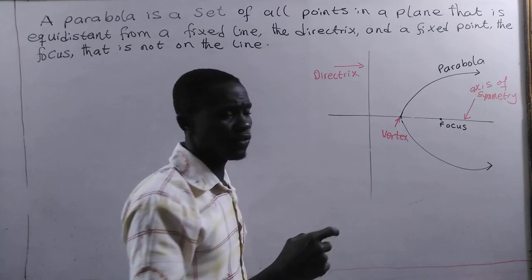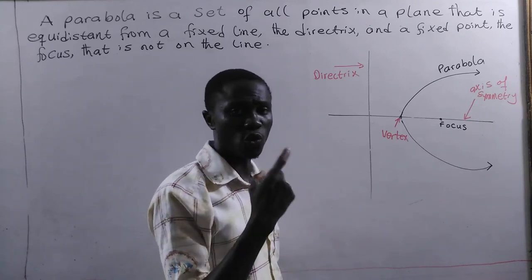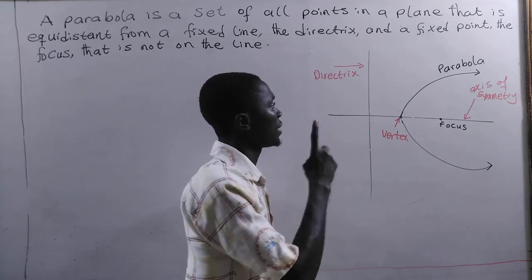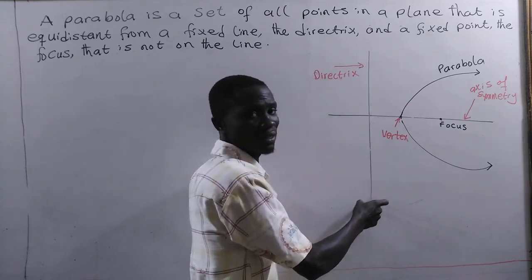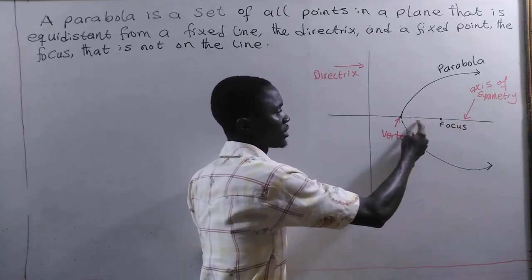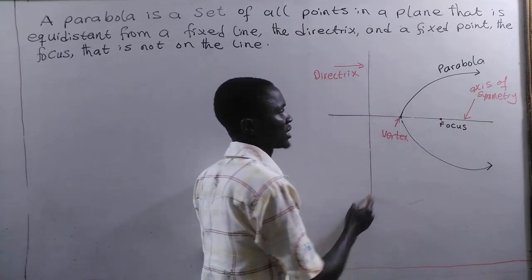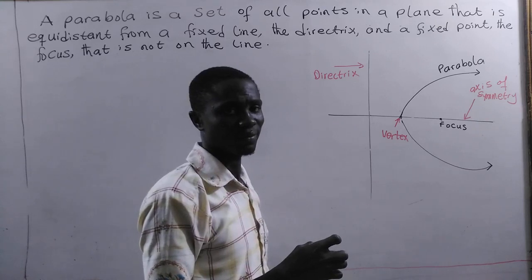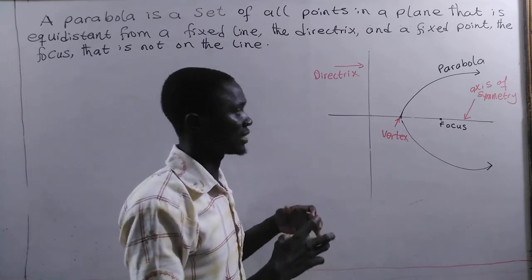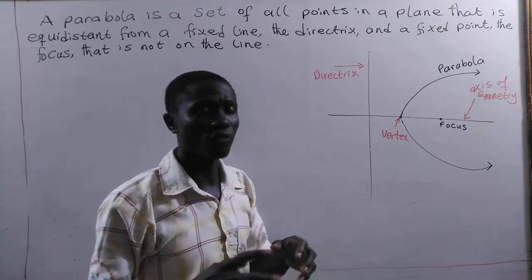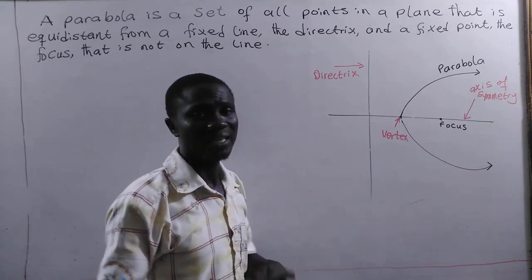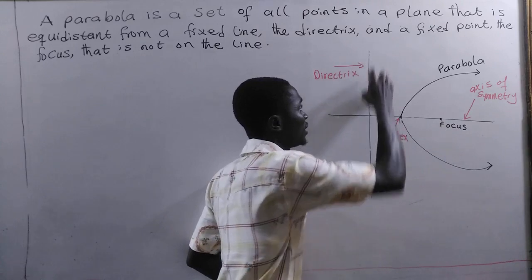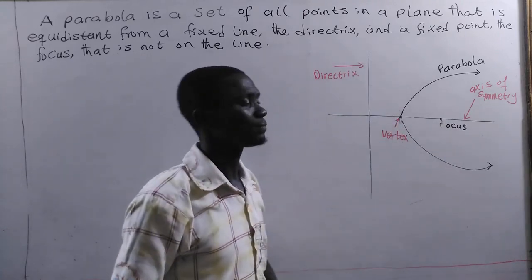Now, if we draw a line through the focus, and that line is perpendicular to the directrix. So a line through the focus and perpendicular to the directrix is called the axis of symmetry. So if you are asked the axis of symmetry of the parabola, it is simply the line through the focus and perpendicular to the directrix.